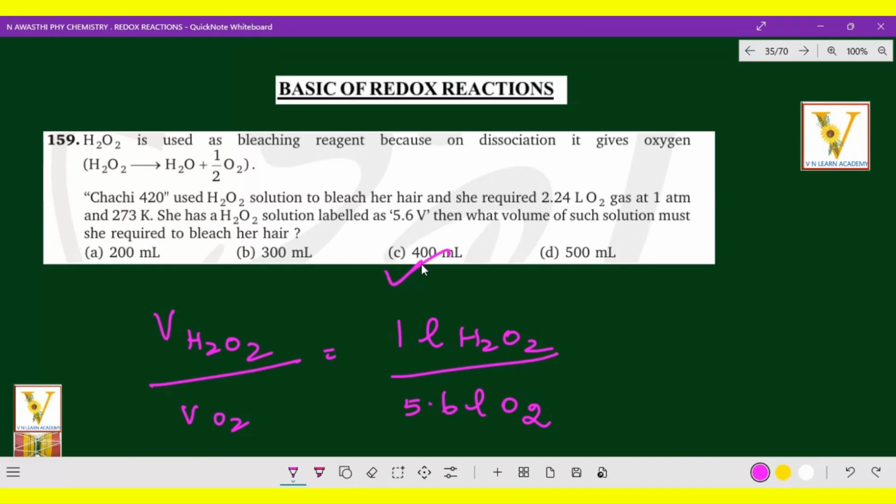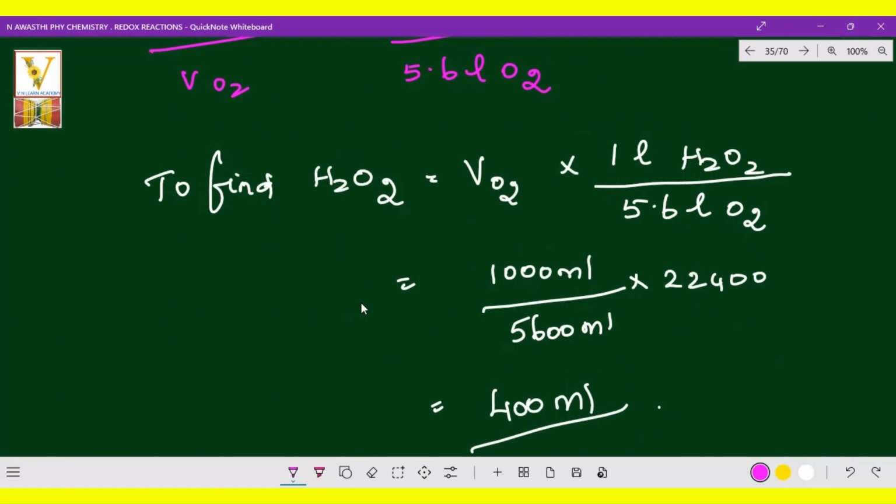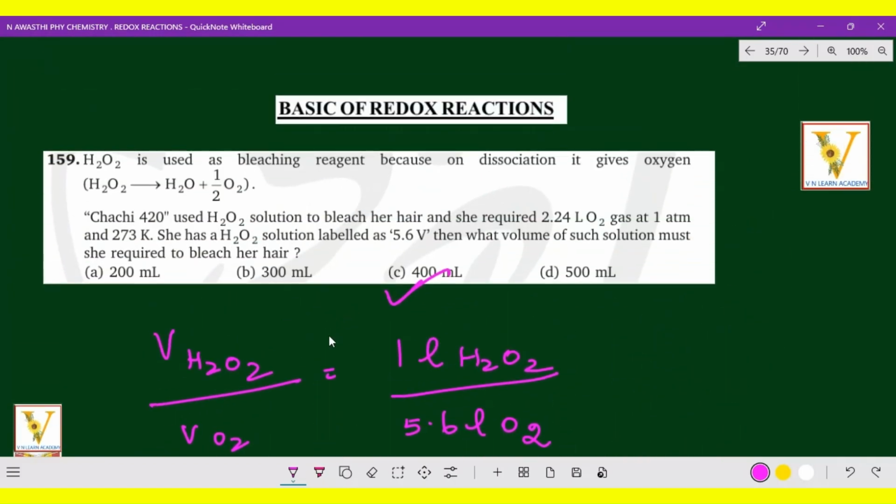I hope you got the clarity. How do we go for it? Because everywhere it is ml only, just convert into ml. So that is how we identify the volume. I think Chechi's hair is thick hair, 400 ml she required. Okay, come on, let's go to the next question.